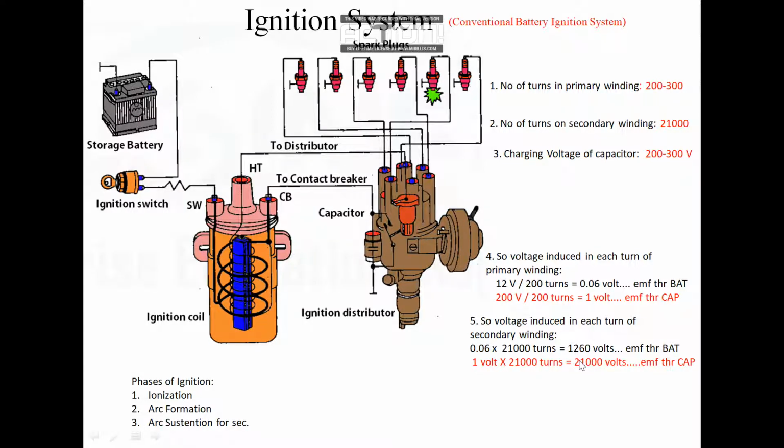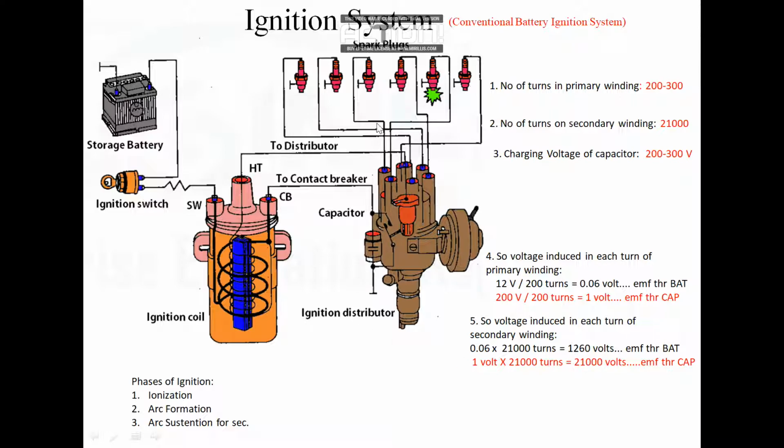Hello class, till here we have studied the generation of the ignition system. Now in this session we will see how the conventional battery ignition system works. Before that we must know the construction of it. So on the slide we can see a battery ignition system of conventional type is presented.